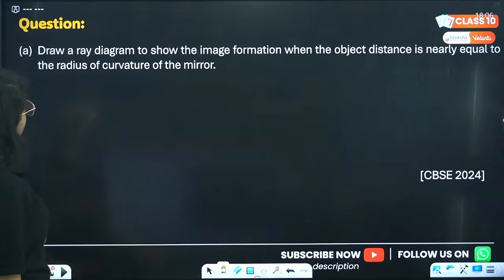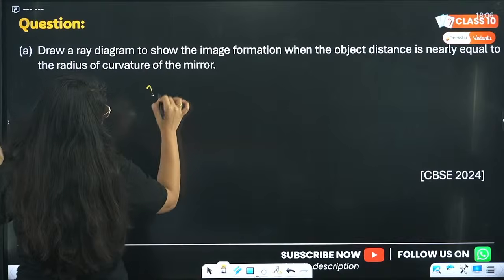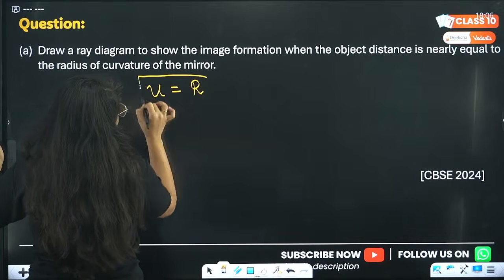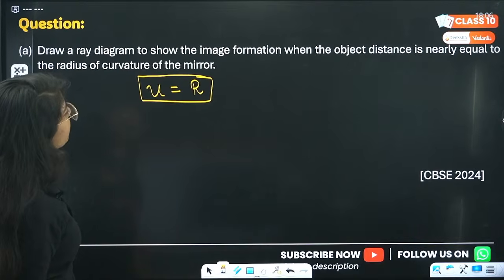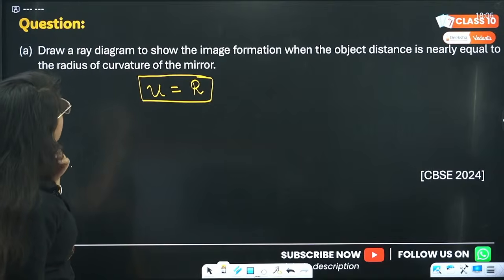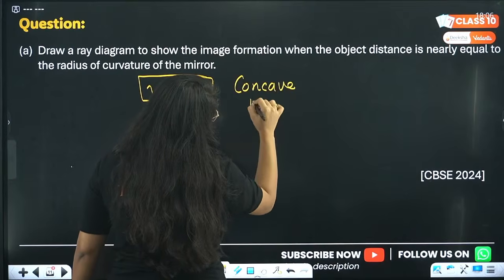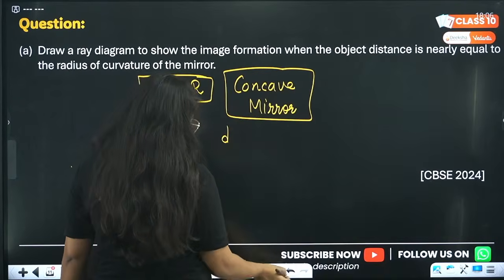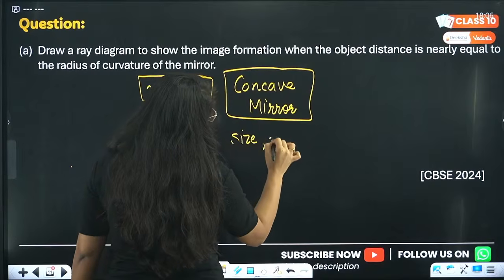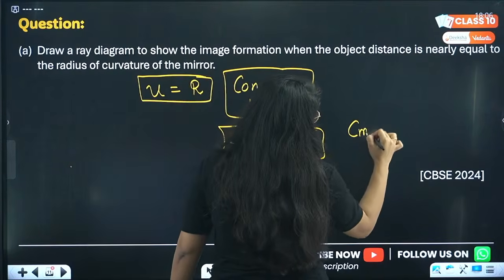Next, draw a ray diagram to show the image formation when the object distance is equal to the radius of curvature of the mirror. Again, very easy. Then draw the diagram to show the image formation when the object distance is nearly equal to the radius of curvature of the mirror. You have a concave mirror here. Tell me what the distance is, and what will be the size and nature of the image. That is the answer you have to give in the comment section after the live ends.